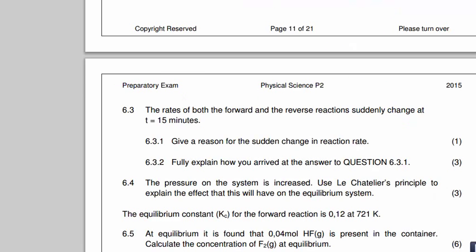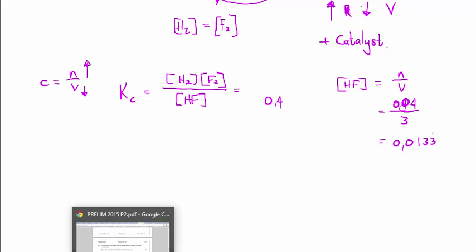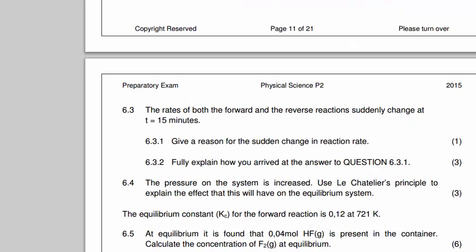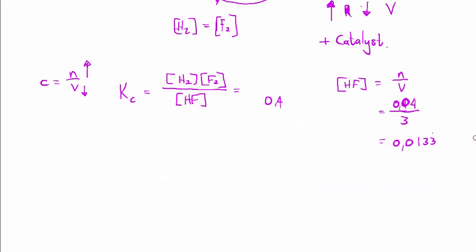I'm not 100% sure about this one, but I suppose then that the concentration of hydrogen is assumed to be equal to the concentration of fluorine. I don't know why, I don't think that's the right assumption. But they don't give me anything to go and work out. Oh, no, wait. It has to be equal because, sorry. It has to be equal, and I'll show you why.